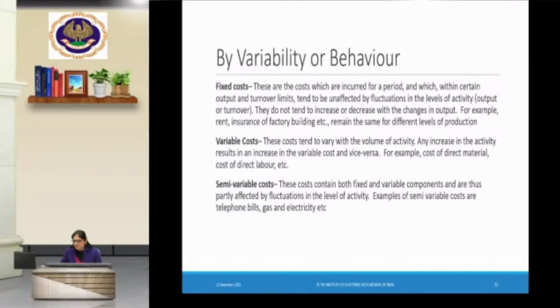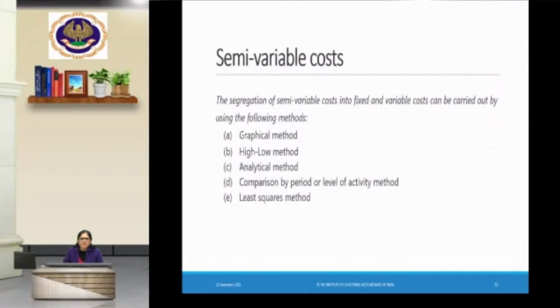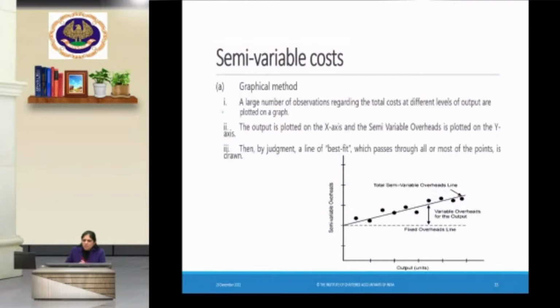Good. So we are moving forward. Semi-variable costs. There are certain methods which you can learn to segregate them. Semi-variable means partly fixed and partly variable. So how to disintegrate it? There are certain methods, and quickly we can just do them.